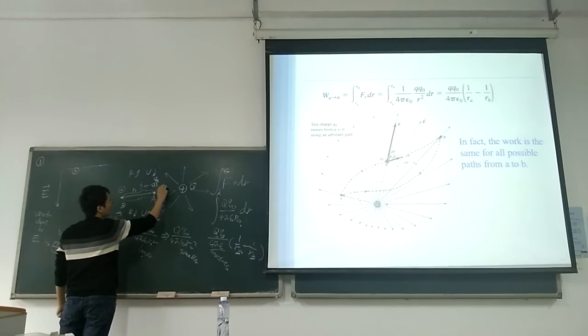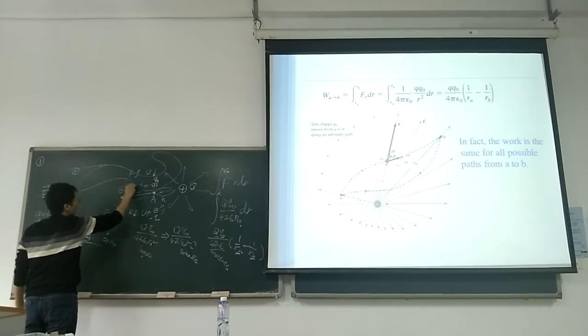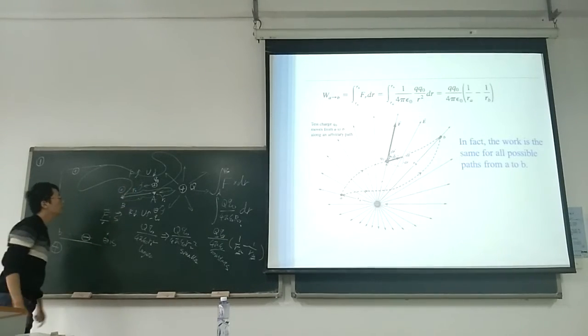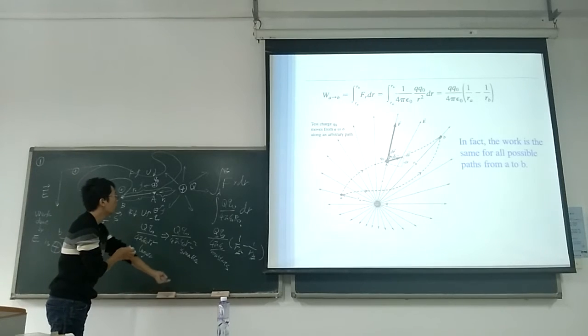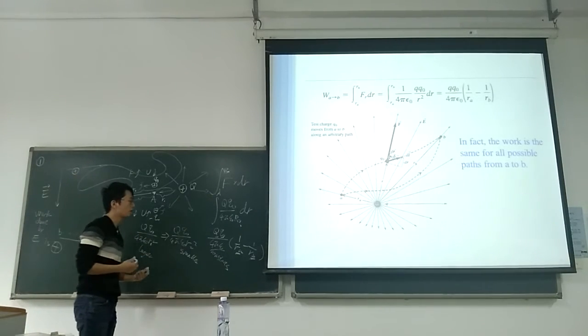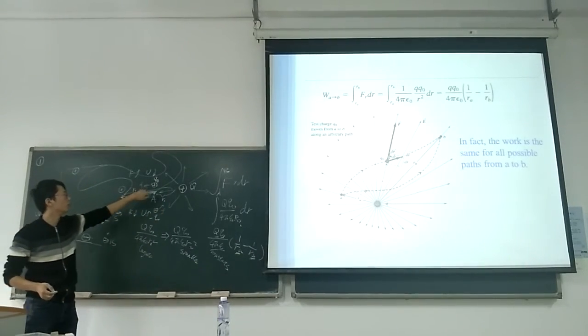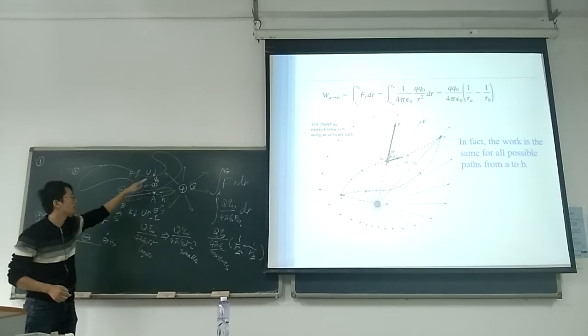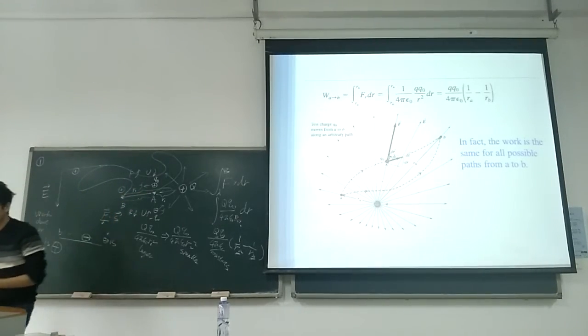If you go with another path, no matter what it is, just from A to B, the variation in the work done by the electric field is all the same, because the work done by it is not influenced by the path. It's only influenced by the starting point and the ending point.